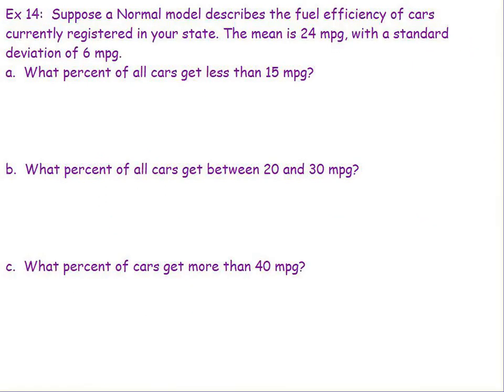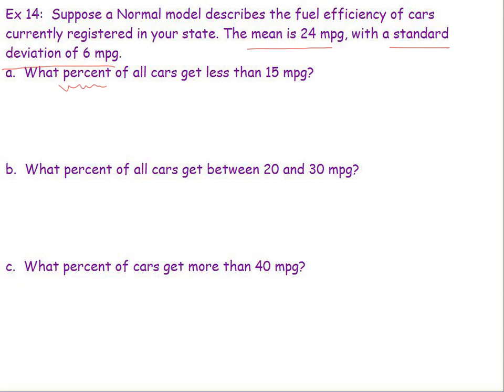Suppose a normal model describes the fuel efficiency of cars currently registered in your state. We got the normal model, we're good. It says the mean is 24 miles per gallon. The standard deviation is 6 miles per gallon. So when you tackle these, you look at the question and see what it's wanting you to find. It says what percent. So this is asking for a percent. This is a working forwards.